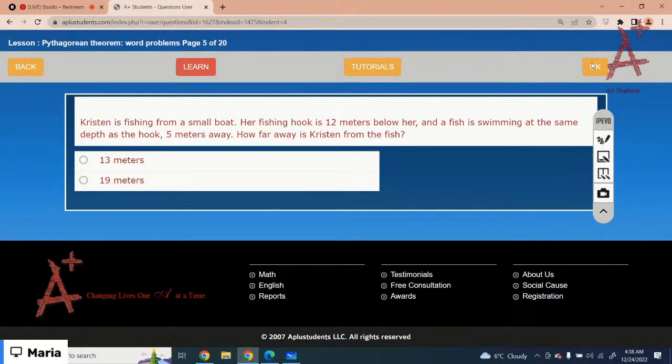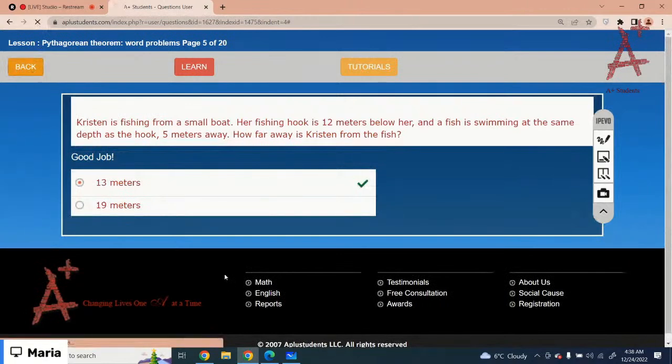The correct option is 12 meters and 5 meters. 12 square is 144, and 5 square is 25. So, 144 plus 25 is 169, and the square root of 169 equals 13 meters. That means the correct option is 13 meters. Got it? Just select the correct option, then click on the OK button.